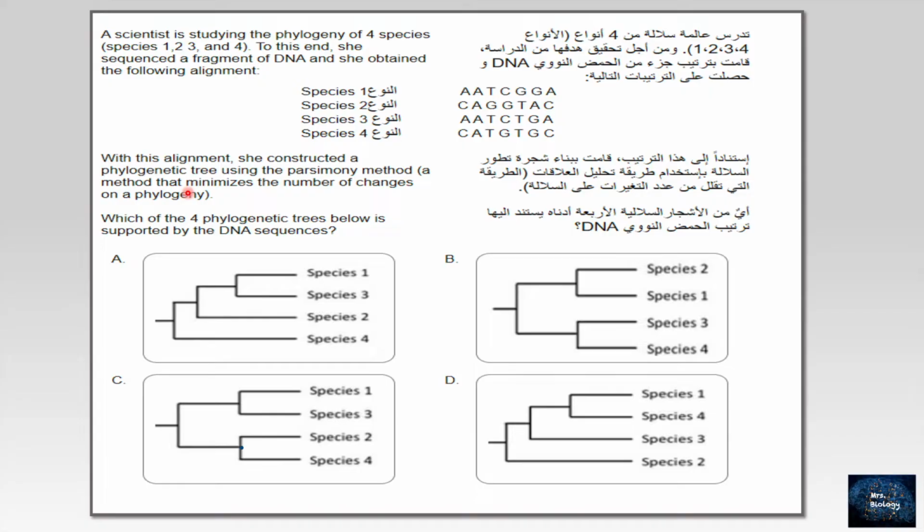Which type of method is this? It's a method that minimizes the number of changes on a phylogeny. We will see how we'll do that. Which of the 4 phylogenetic trees below is supported by the DNA sequences? Okay, come with me, we will explain it in details.